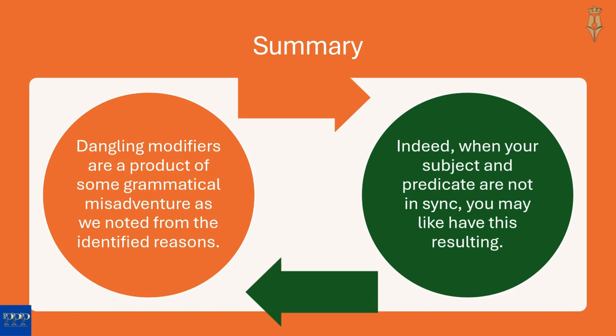So in summary, what we are saying is that dangling modifiers are a product of some grammatical misadventure, which you have noted and we are giving the reasons for. So indeed, when your subject and predicate are not in sync, you will likely have this resulting.